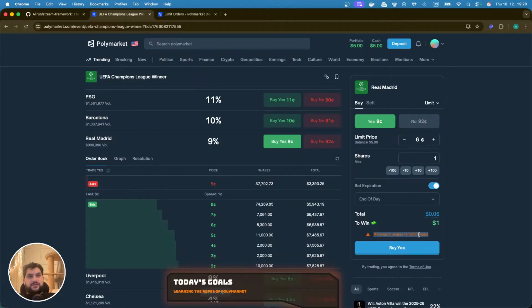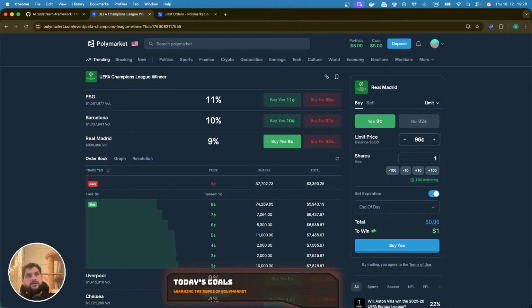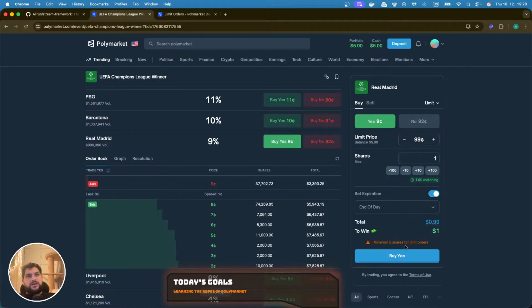Minimum 5 shares for limit orders. Okay. Meaning, what if I was about to buy 1 share for 99 cents? Still will have an issue with that? Yes, okay. I got it. So it's like it could be up to $5 minimum.